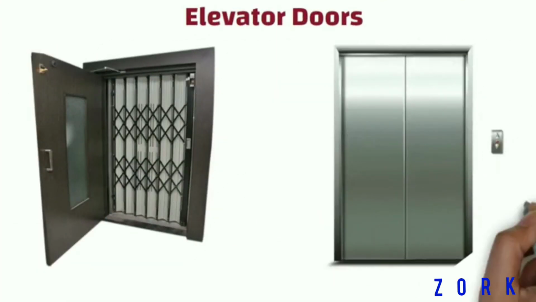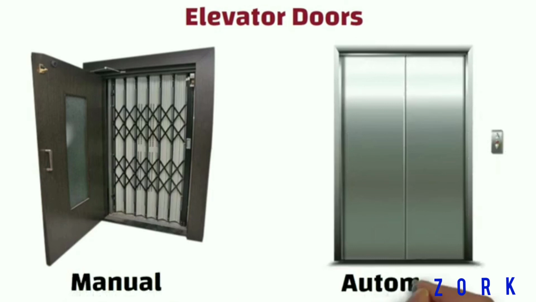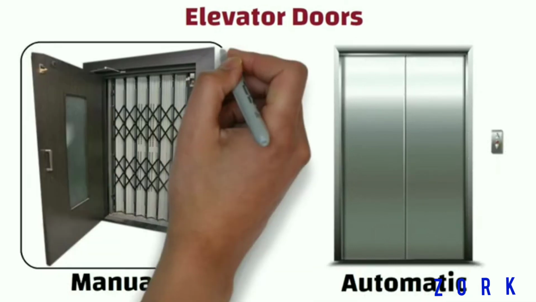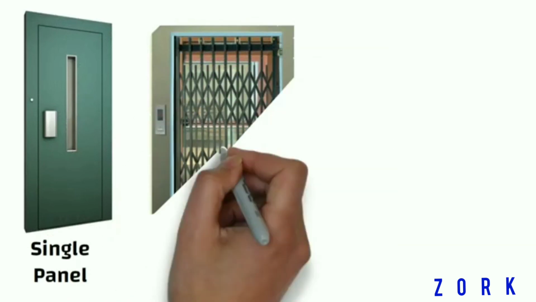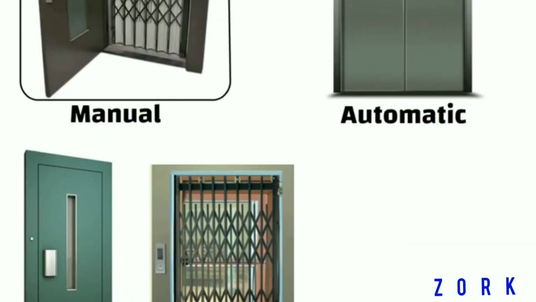Elevator doors. Elevator door is of two types, manual doors and automatic doors. Manual doors. These type of doors are opened with the help of the person who wants to enter the lift. It can be a single panel or collapsible door that protects the car entrance.